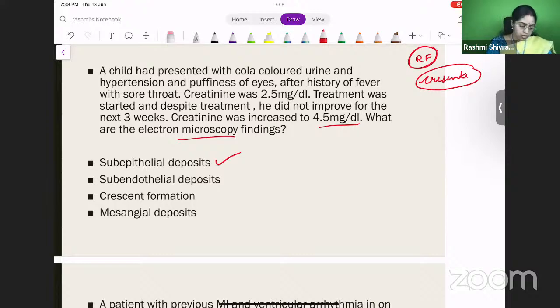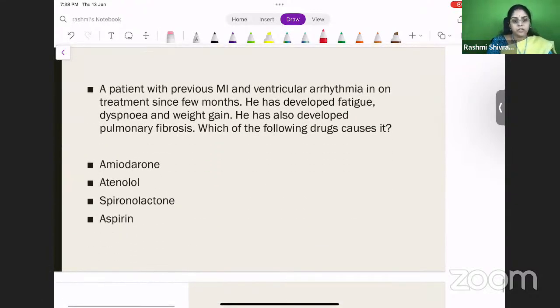Right? Okay. So the last question: a patient with previous MI and ventricular arrhythmia is on treatment since a few months. He has developed fatigue, dyspnea, weight gain. He has also developed pulmonary fibrosis. Which of the following drugs cause it? So there are a few drugs that you must remember. One is amiodarone, right? That is the answer for this question. The other drugs you will already be knowing.